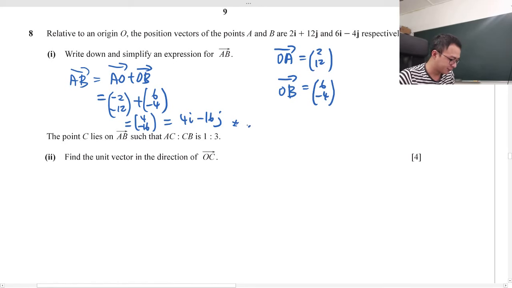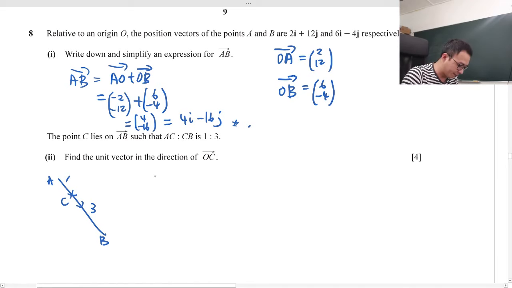Okay, C lies on AB. So imagine we have AB here. A is 4, negative 12, so it looks like this. This is AB. C lies on AB, so I assume C is somewhere here. The ratio is 1 and 3. Find the unit vector for OC.